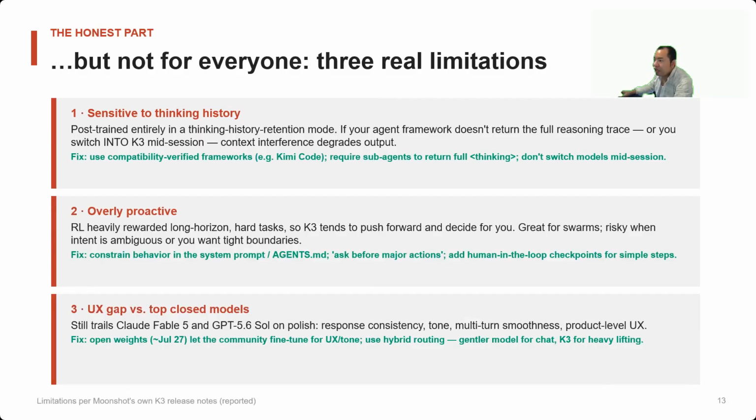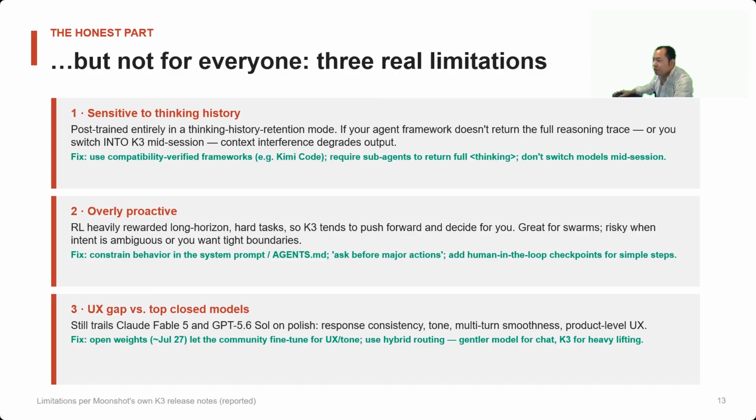First limitation: it is very sensitive to thinking history. Kimi K3 was post-trained entirely with reasoning history retention, so it depends on getting the complete chain of thought sent back each turn. If your agent framework drops the reasoning traces, or if you switch to K3 in the middle of a larger model session, you get context interference and also unusable, unstable output because of the sensitivity to the history and memory loss.